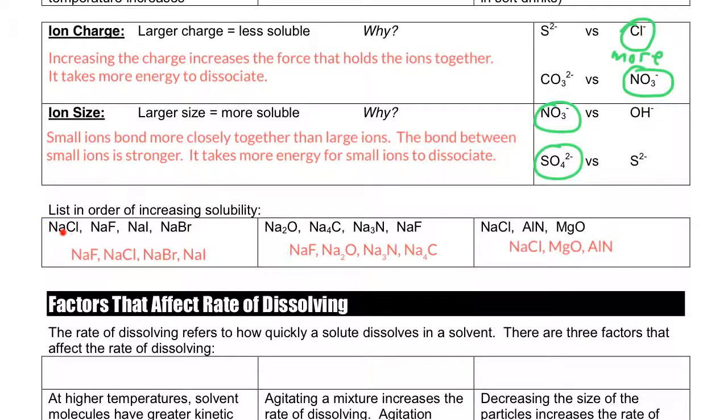For the first set, the charges of the ions are the same. We have 1+, 1-, 1+, 1-. So we have to differentiate based on size. So remember, the larger the size, the more soluble. So the largest ions are the most soluble, the smallest are the least soluble. For the next set, we are differentiating based on charge. The sizes are relatively the same, so we're going to base it on charge. So remember, the larger the charge, the less soluble.